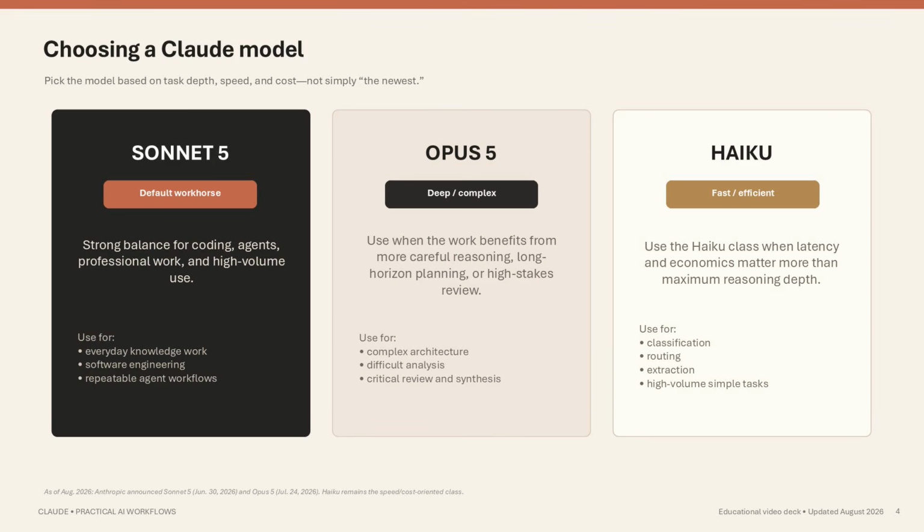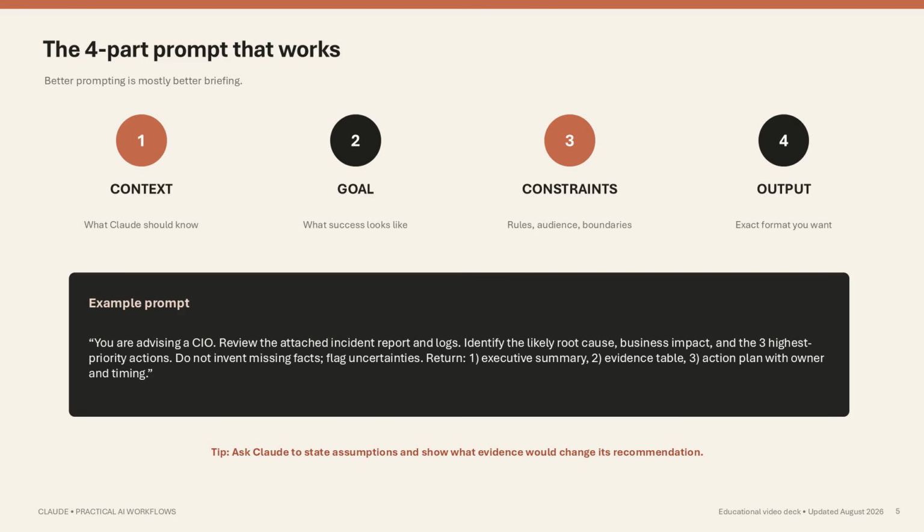The practical lesson is simple. Don't automatically choose the most powerful model for everything. Match the model to the job. Use more capability when complexity justifies it, and use faster, lighter models when the task is predictable and easy to validate. Good prompting is really good briefing.